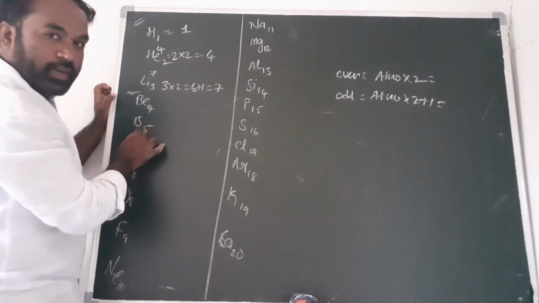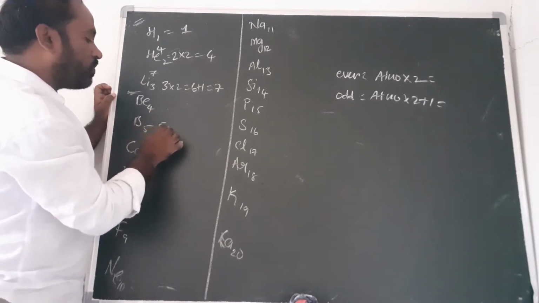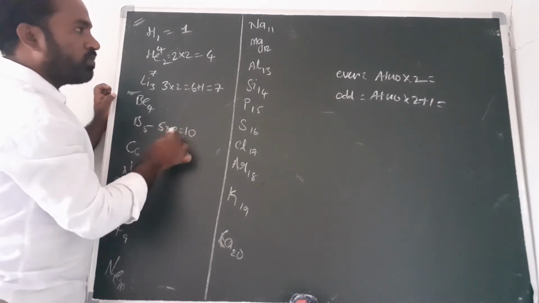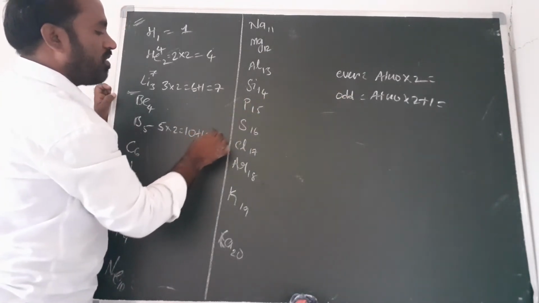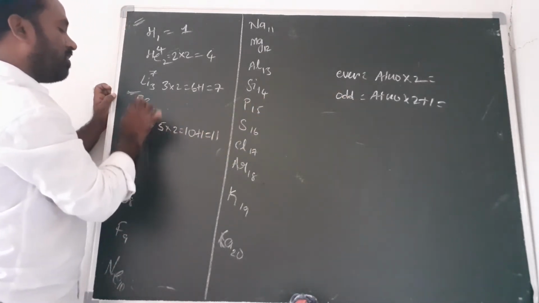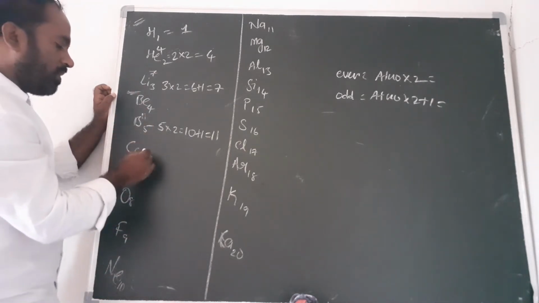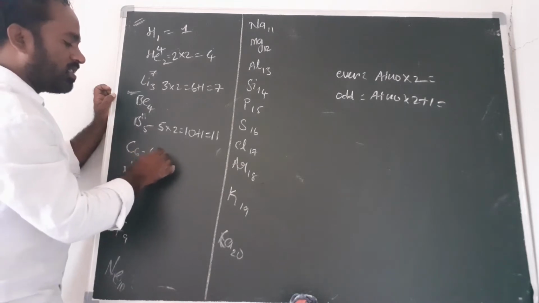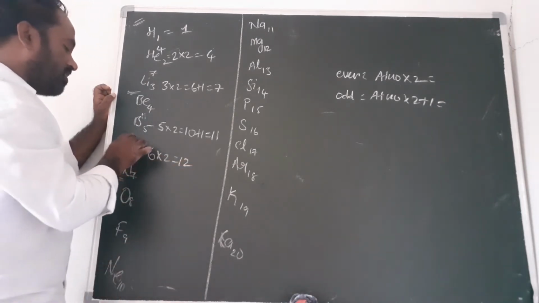Next, boron. The atomic number is 5. 5 twos are 10. It is odd, so add one more, plus 1, so it is 11. So the boron mass number is 11. For carbon, the atomic number is 6. 6 twos are 12. So the atomic number is 6 and the mass number is 12.